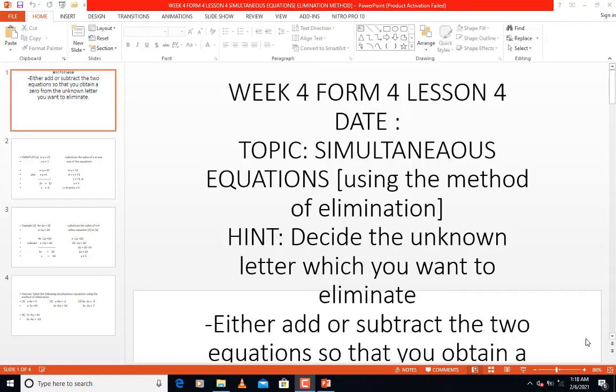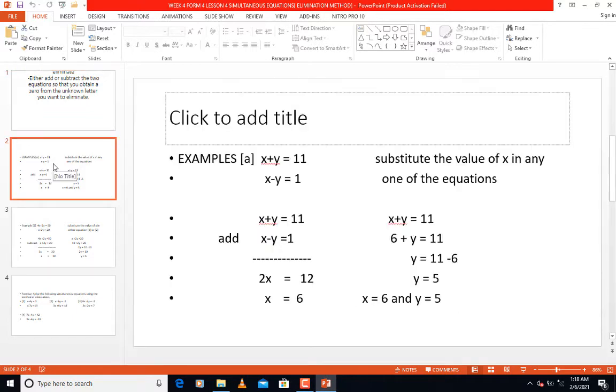We are still discussing the method of elimination, and this is going to be our last lesson practicing this method. I'm not going to discuss much about this. In the previous lesson, I explained more of what to note when you are using this method. So continue practicing. I'm going to have one or two examples.